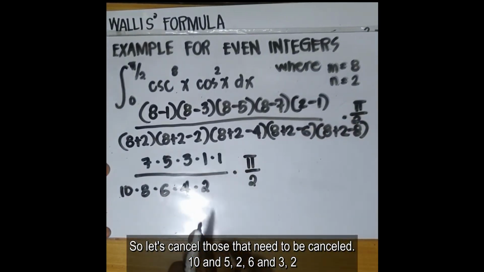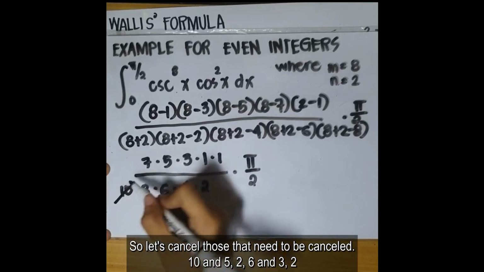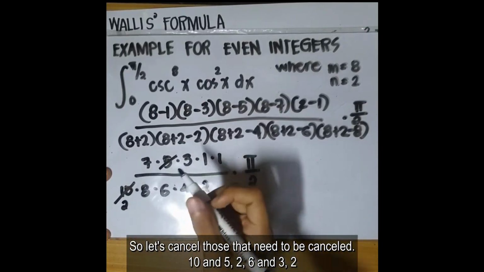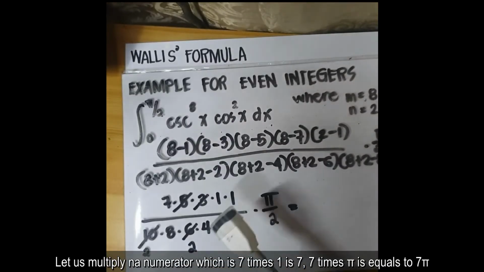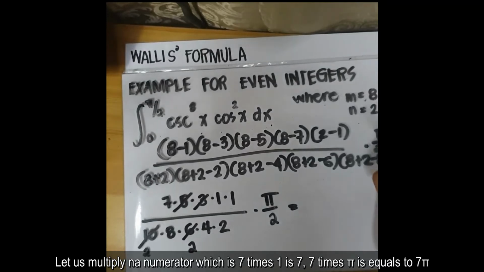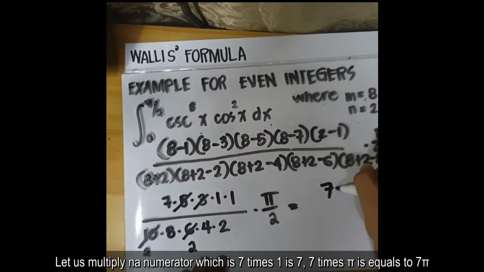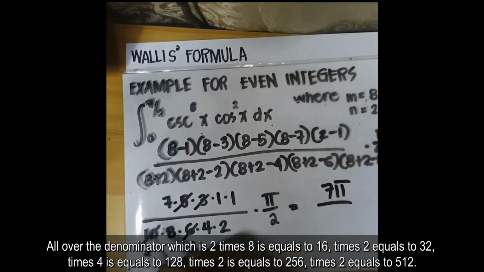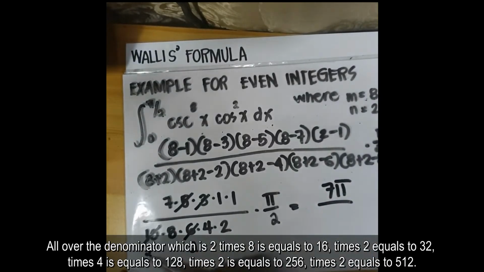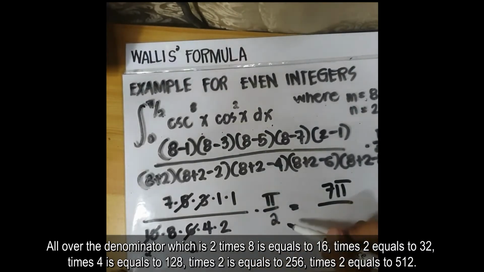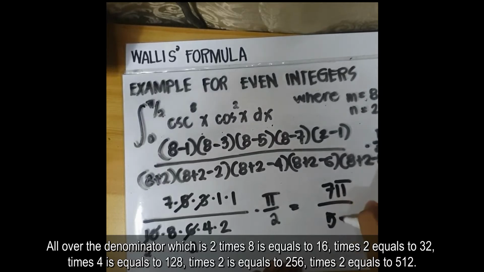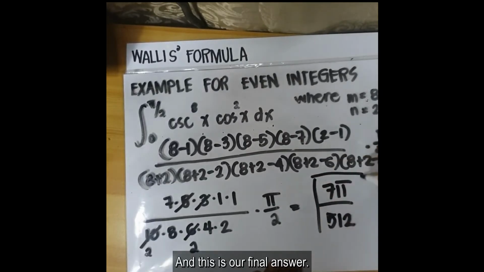Let's cancel what needs to be cancelled: 10 and 5, 2. 3 and 6, 2. So let us solve the numerator, which is 7 times 1 is equal to 7, times pi is equal to 7 pi. And all over the denominator, which is 2 times 8 is equal to 16, times 2 is equal to 32, times 4 is equal to 128, times 2 is equal to 256, and times 2 is equal to 512. And this is our final answer.